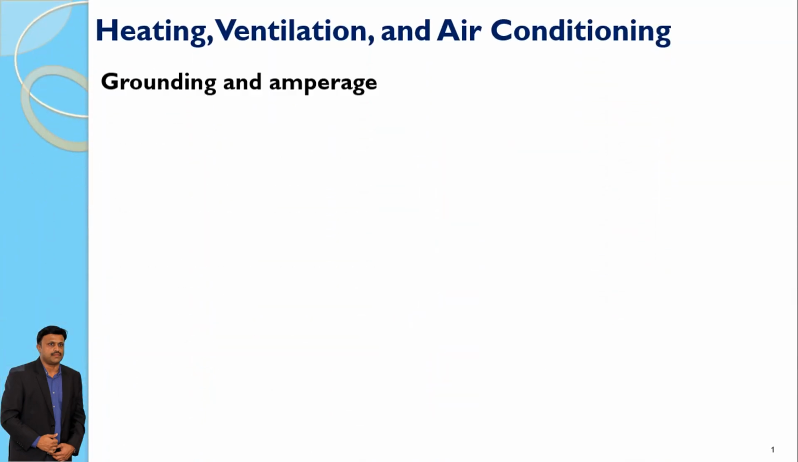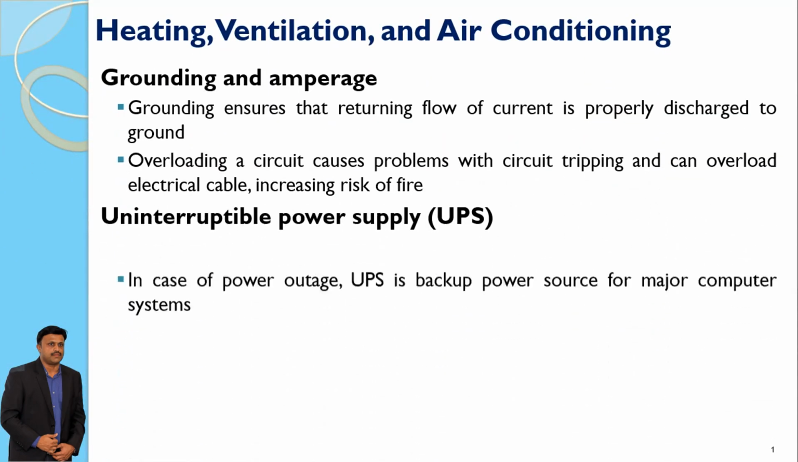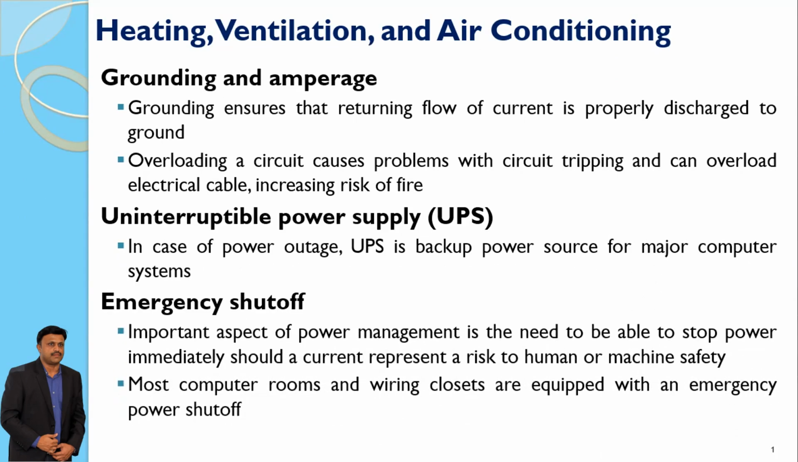Grounding ensures the safe discharge of current, preventing circuit tripping and fire risks. Uninterruptible power supplies provide backup power, and emergency shut-off systems are crucial for stopping power immediately to prevent harm or damage.